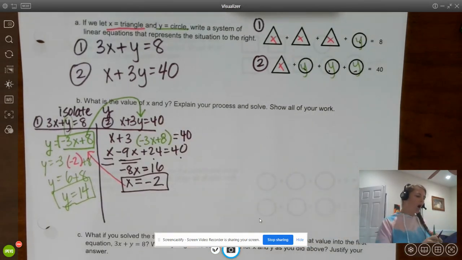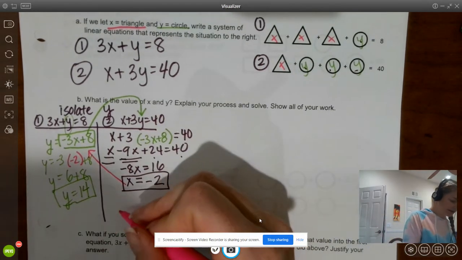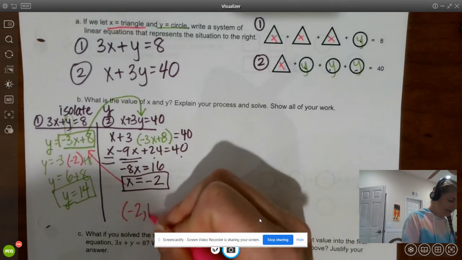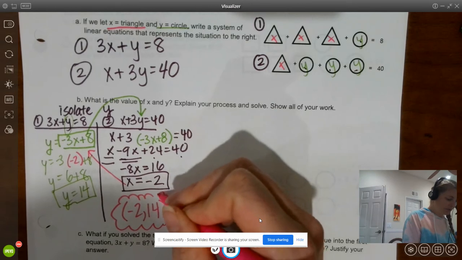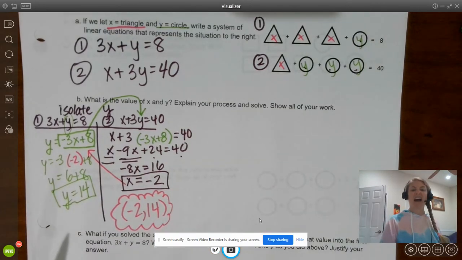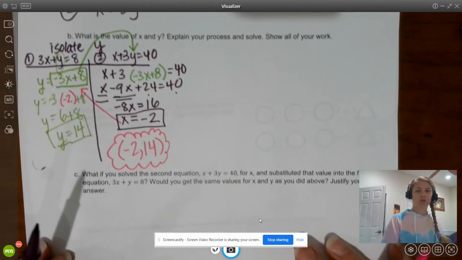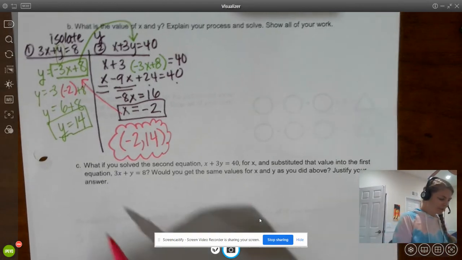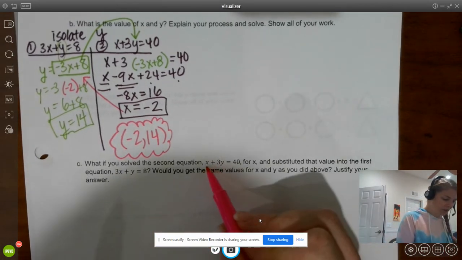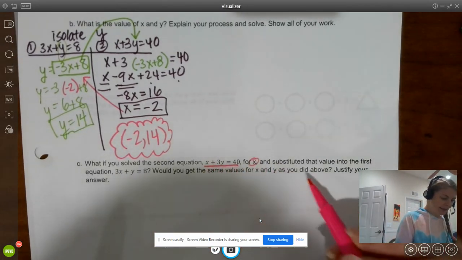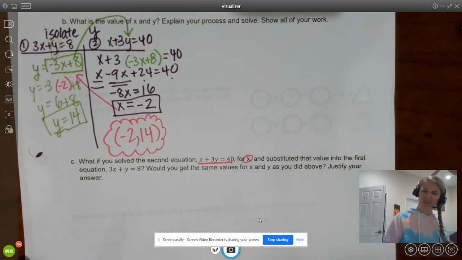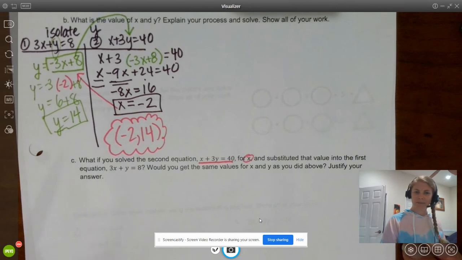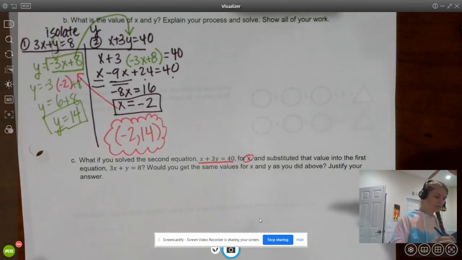And then we're going to put it all together for our final answer as an ordered pair, and we're going to give it some flair. Remember, an ordered pair x comma y is just in alphabetical order. Super fancy. So C says, what if you solve the second equation for x and substituted that value into the first equation? Do you think you'd get the same values for x and y as we did above? Well, let's take a look at this.